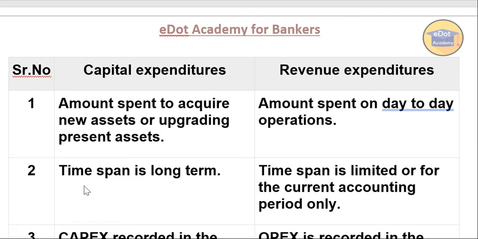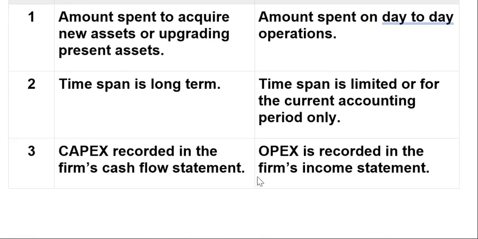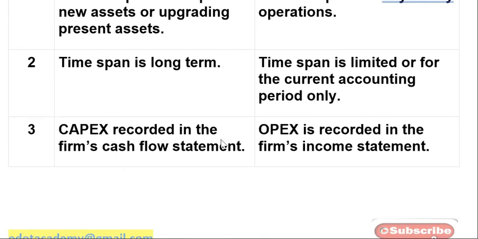Number two, the time span is long term, means the time span of capital expenditure always goes beyond one accounting period, whereas in case of revenue expenditure, the time span is limited and it is only for the current accounting period. Number three, capital expenditure is recorded in the firm's cash flow statement, whereas revenue expenditure is recorded in the income statement because the revenue expenditure is directly linked with profit and loss.